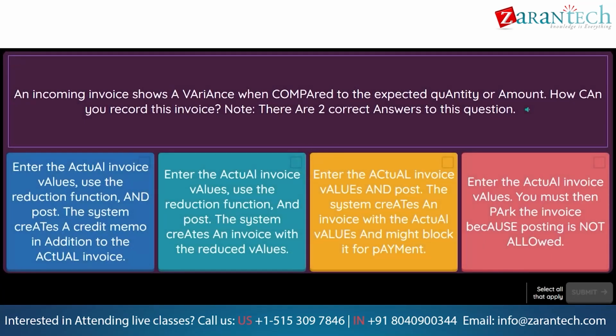Question: An incoming invoice shows a variance when compared to the expected quantity or amount. How can you record this invoice? Note, there are two correct answers to this question.